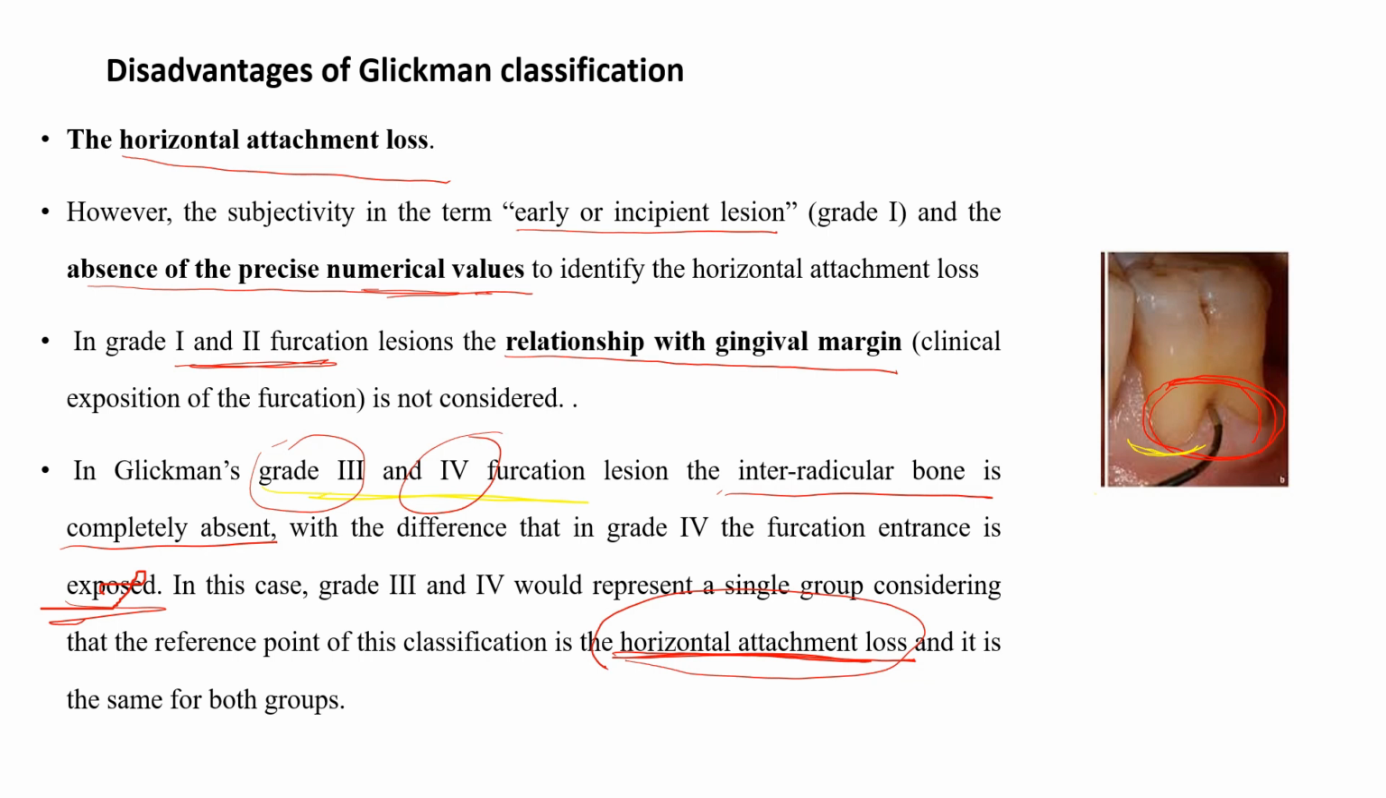According to this, it has been proposed that grade 3 and grade 4 should be divided into some subtypes rather than making them completely different grades. So this is the disadvantage of Glickman's classification.